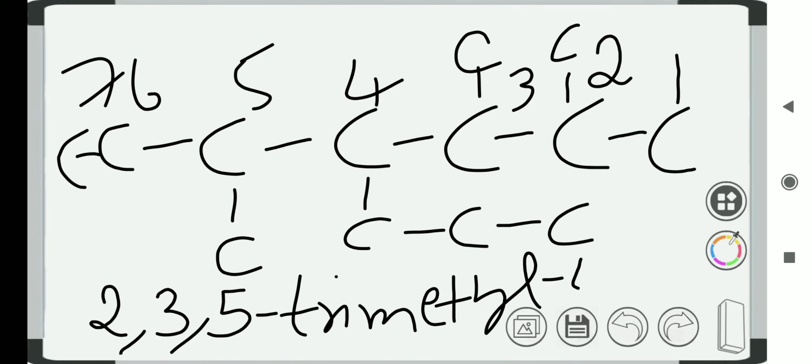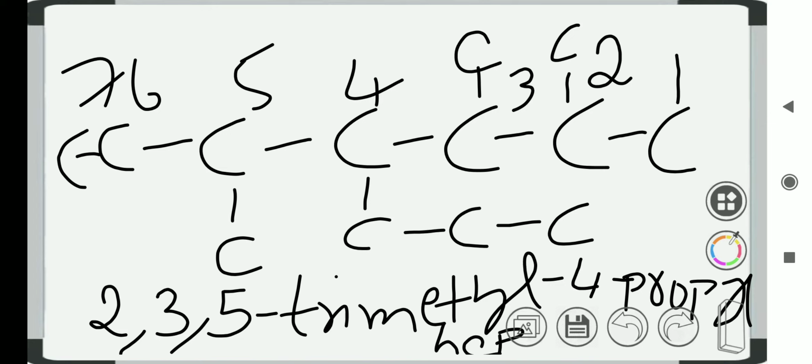Then we take the longest substituent at the fourth position, as 4-propyl. The total number of carbon atoms in the parent chain is 7, so it's nothing but heptane.